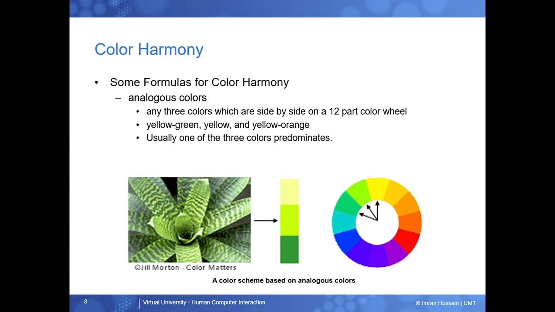So we have some formulas for color harmony. So we have the analogous colors. Anong ibig sabihin nito, guys, is you have any three colors which are side by side on a 12-part color wheel. So this is our color wheel right here. I don't know if you see my cursor, pero sige, ganyan na lang. Ayan, so you have the color wheel here.